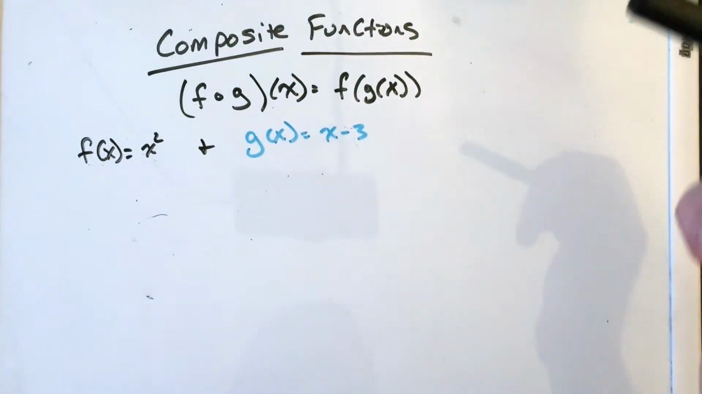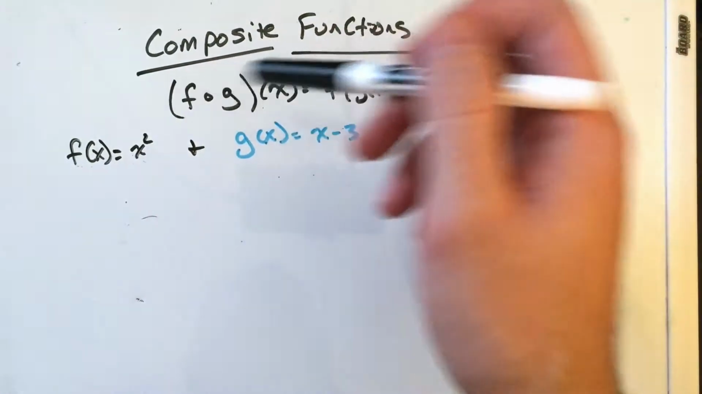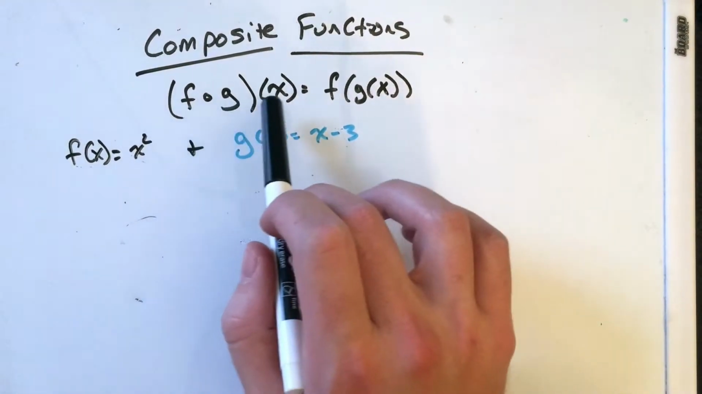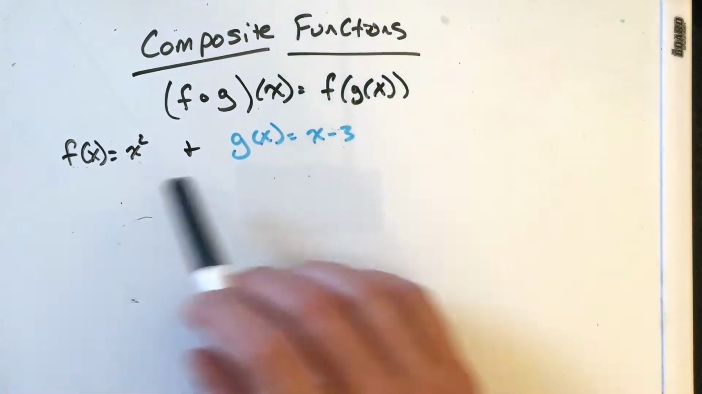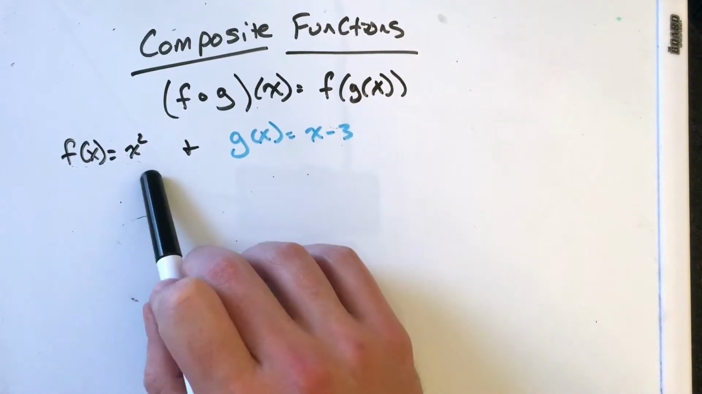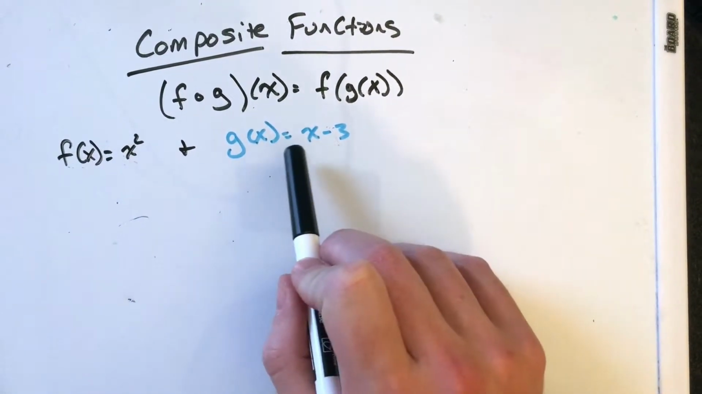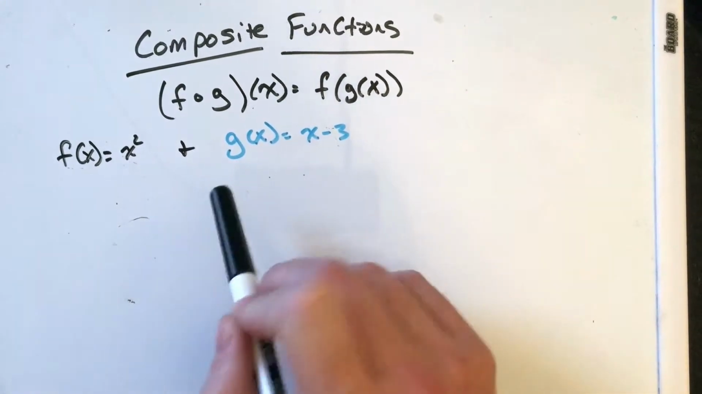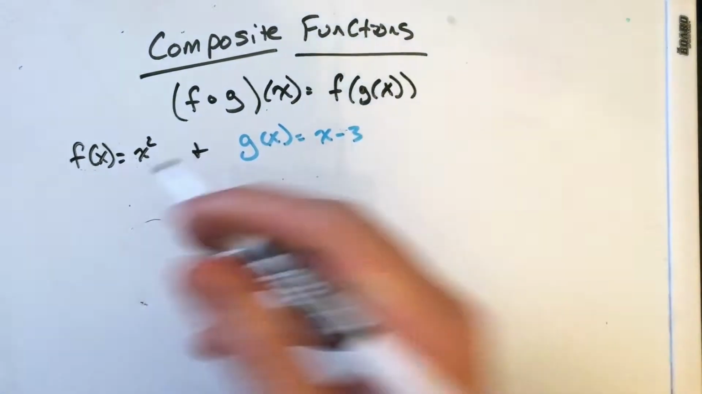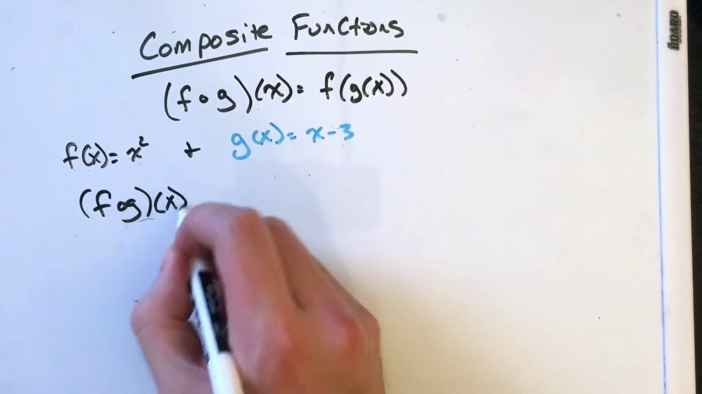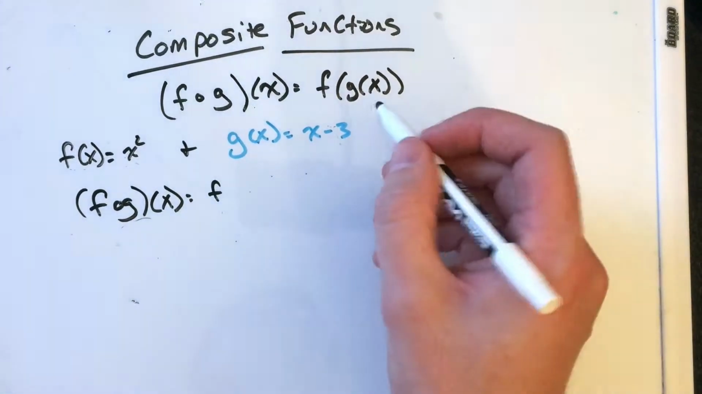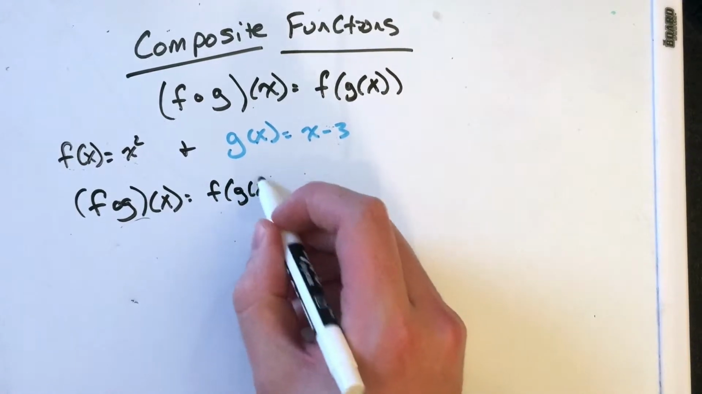Here we're going to talk about composite functions. Now, composite functions, here we have f of g of x, and it's written as f parentheses g of x. And so if we have our two functions, f of x labeled as x squared and g of x labeled as x minus 3, if we want to find the composite function, that is f of g of x, we're basically asking what was written up here, f of g of x.